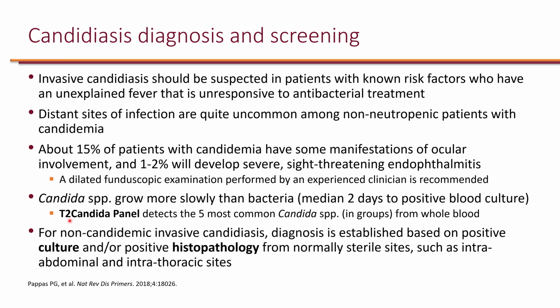And one rapid diagnostic that we have is the T2 Candida panel that can detect not every candida species, but it can detect the 5 most common candida, and it does report them in groups. So it might not be able to tell you exactly which of these 5 the patient has, but it says one of the 2 in a group, and it can do it from the whole blood. So you don't have to wait for 2 days for it to grow, for the colonies to be put on this test. It can be directly from the whole blood.